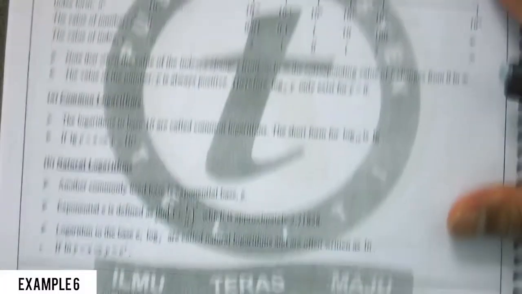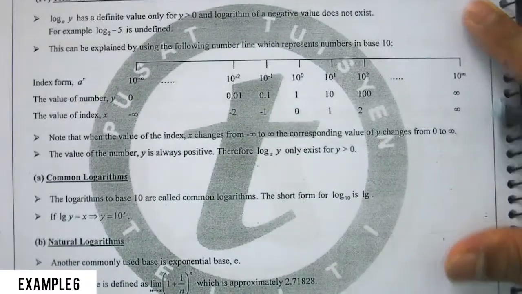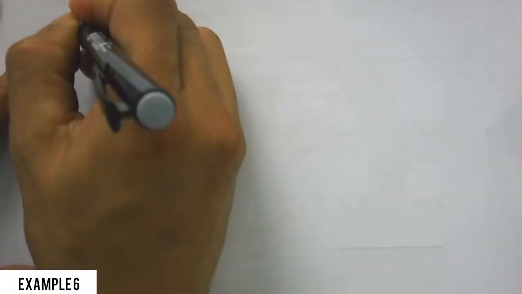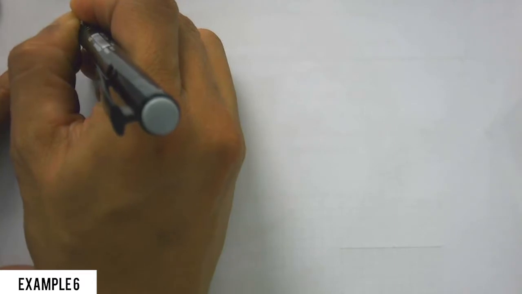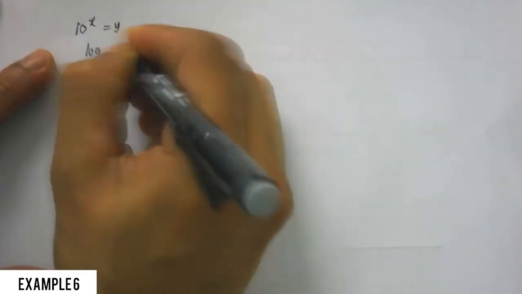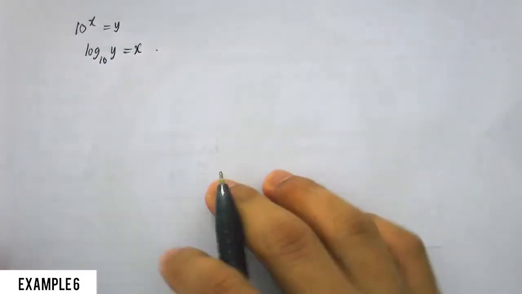Okay, guys, before we talk about example 6, let me talk a little bit about the value of logarithm. So we know that in logarithm, let's recap this. We talk about a number, let's say 10 power x equals y. If you write in logarithm form, log base 10 y is x. Okay, so now let's look at the possible values of x.